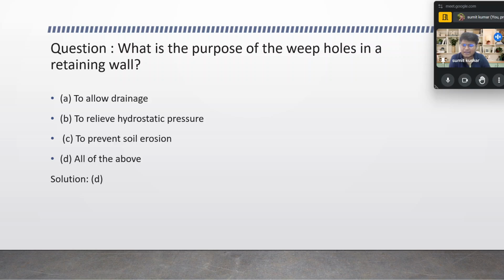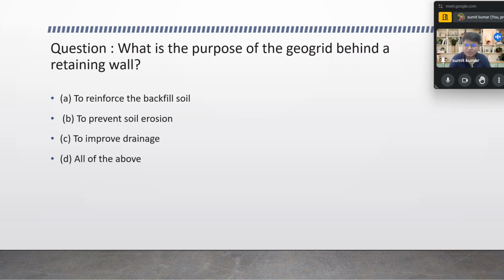And it also prevents the soil erosion in a way, as the water flows out. Because if the drainage is not there, the soil also flows out due to the hydrostatic pressure. So it also prevents the soil erosion in a way. So all the options given above are the correct answer for the given problem.